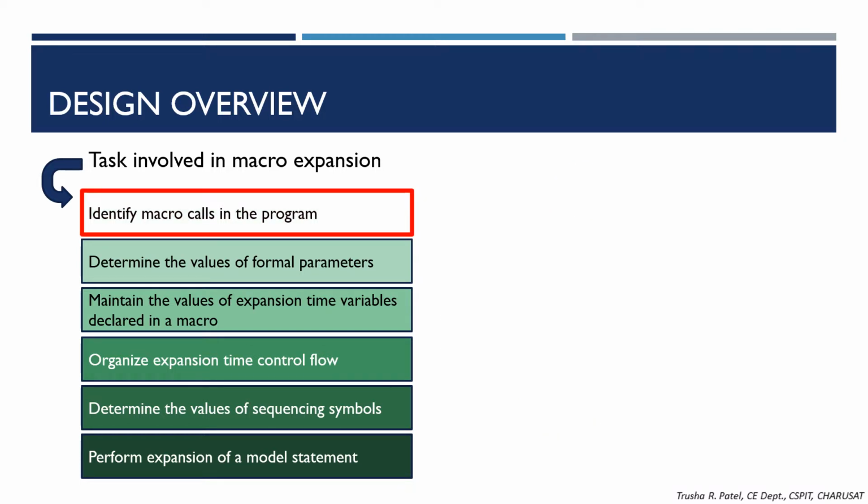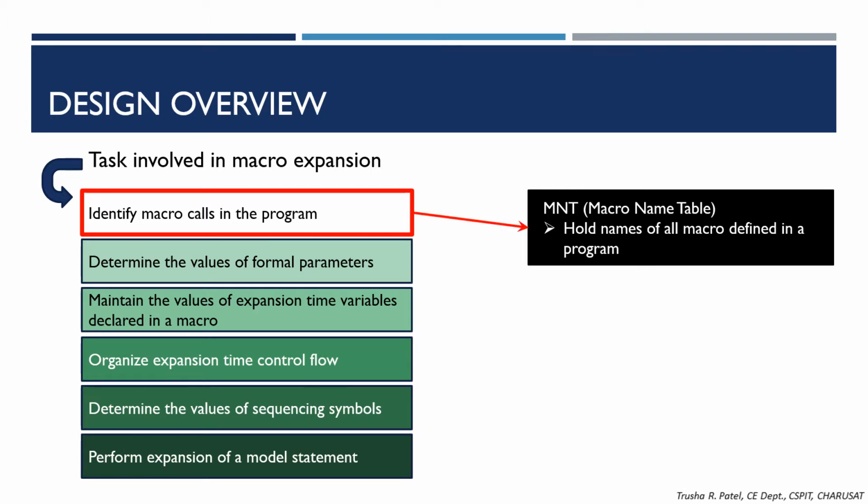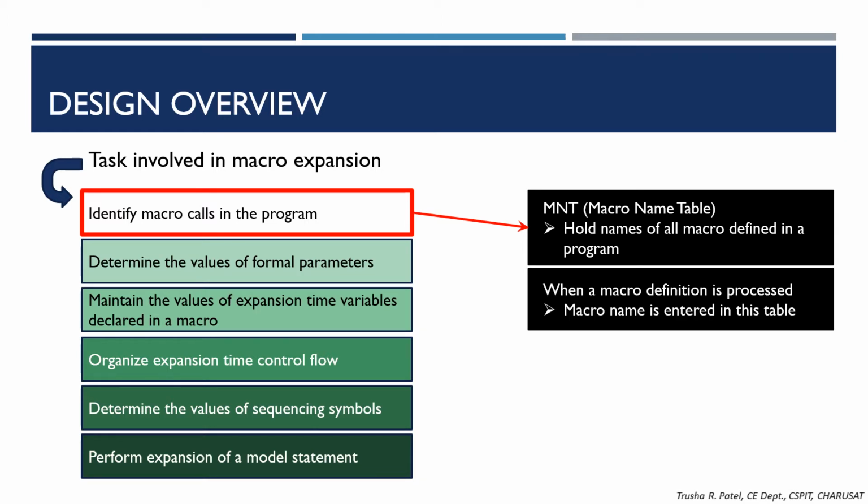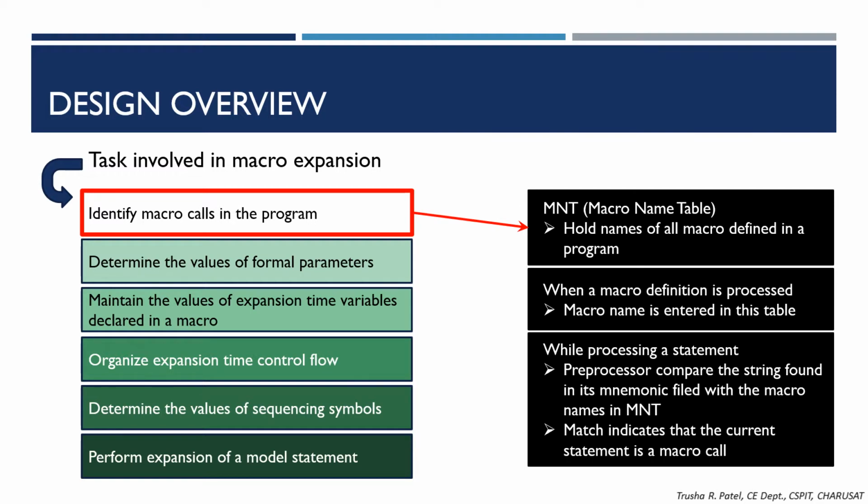Now, starting with the first, that is identifying the macro call in the program. For that, we have to maintain one table, that is MNT, macro name table, which will hold the name of the macro definition in the program. When the macro definition is processed, the macro name is inserted inside the table. While processing a statement, the preprocessor compares the string found in the mnemonic field with the names available in the MNT, and if it is matched, it will indicate that it's a macro call.